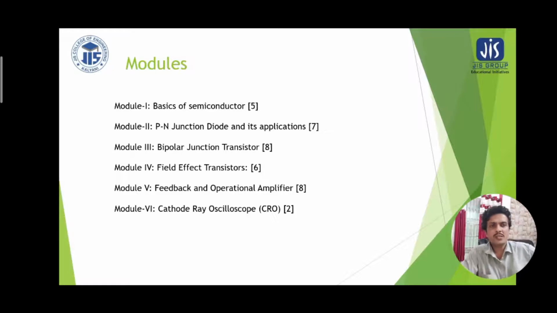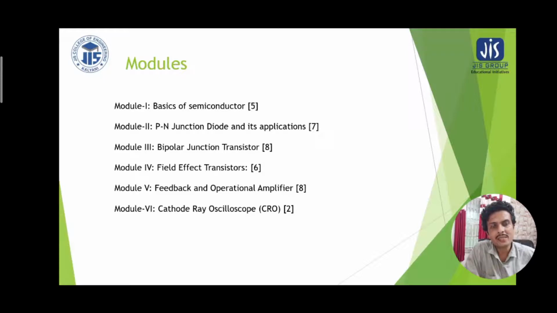This course is comprised of 6 modules. Each module has a limited number of classes, that is 5 classes assigned to module 1 on basic semiconductors, 7 contact hours assigned to module 2 on PN junction diode and its applications.